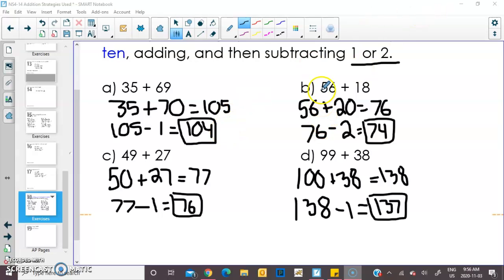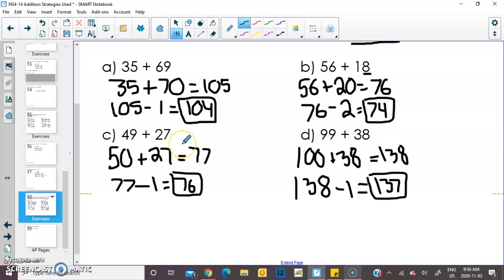Okay. For B, we have 56 plus 18, but because we need to round the digits either ending in an 8 or a 9 to the nearest multiple of 10, we're going to round 18 to 20. Okay, so we added 2 to make 18 to 20. So 56 plus 20 equals 76. Now, because we added that 2, we need to minus the 2. So 76 minus 2 equals 74.